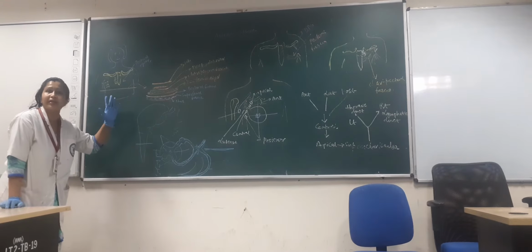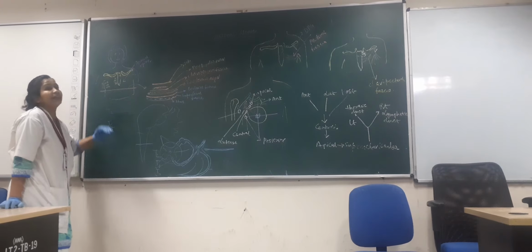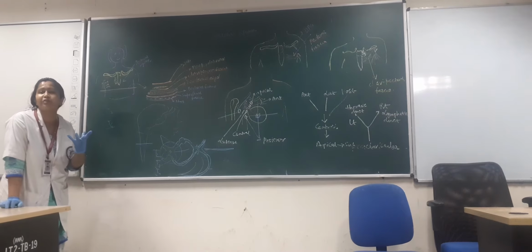Anterior cutaneous artery is the branch of internal thoracic artery, perforating branch of.